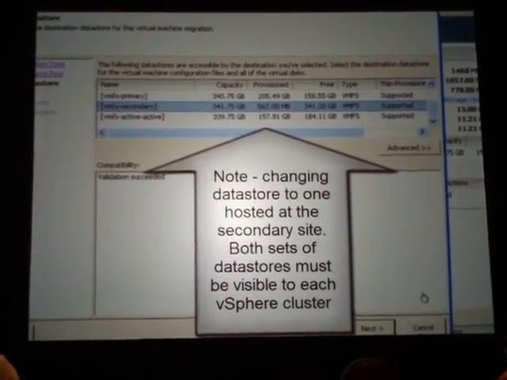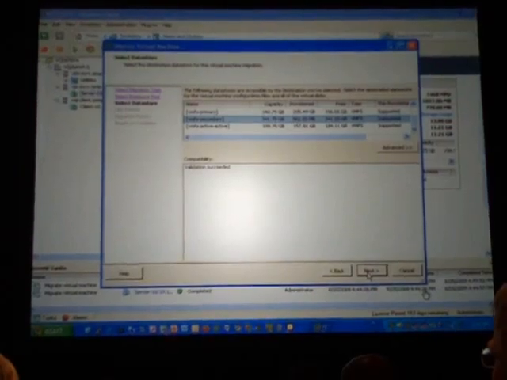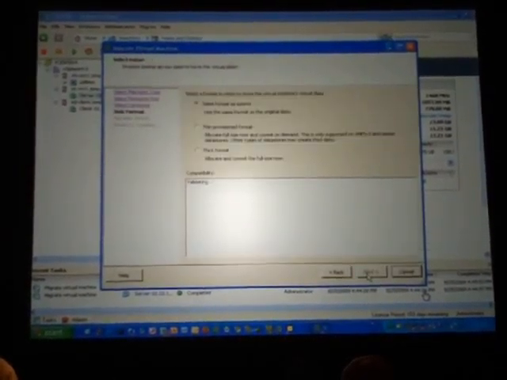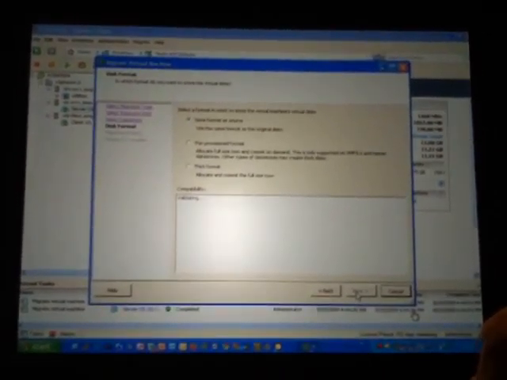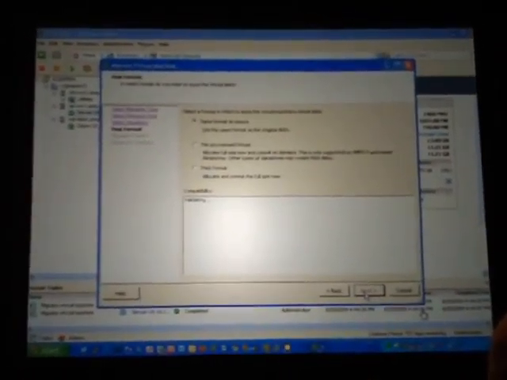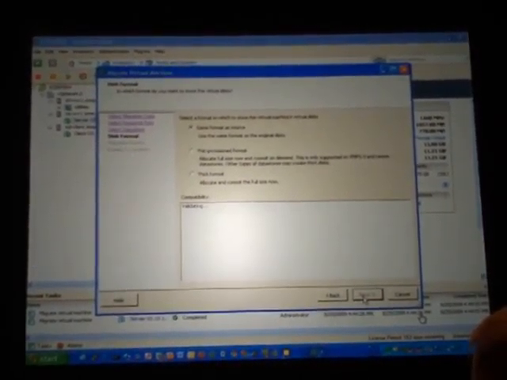So here we're moving it from one data store to another, but the data stores are presented to the vSphere clusters on both sides. So, right? One is local and has very low latency. The other one is remote and has a higher latency. And by the way, the other thing you can do, of course, is change the virtual disk type as part of the process, which is extra groovy.